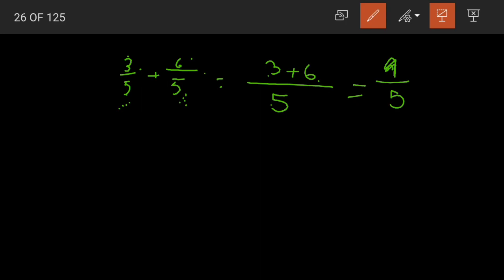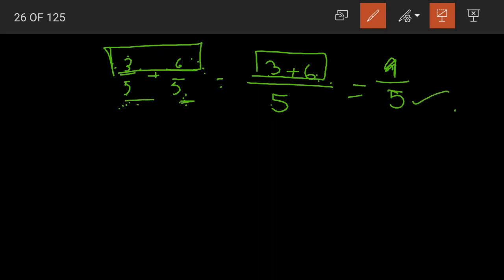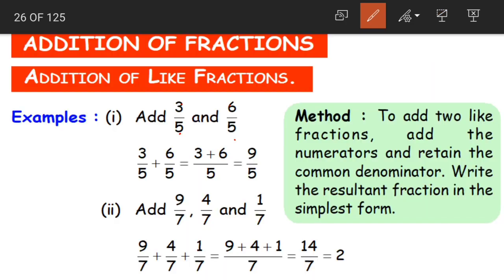Yes children, addition of like fractions is very easy. Simply add the numerators. The numerator will be the sum of the numerators. And what about the denominator? It will be the common denominator. Here we are having 5 as the common denominator. So that 5 will be in the resultant sum of the fractions, children. 9 by 5 is our new fraction.